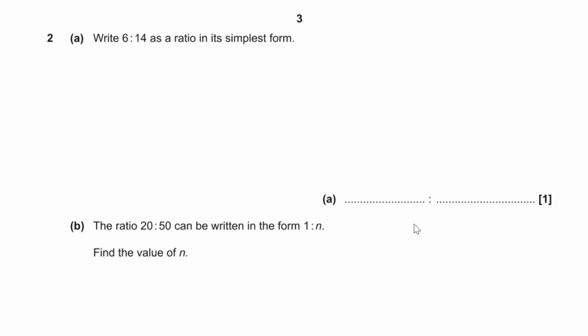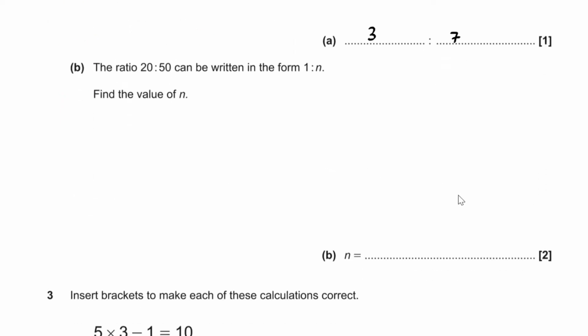Question number 2 for part A, we have to write down 6 to 14 as a ratio in its simplest form. Well, what we can do is divide both sides by 2, because both of these numbers are even. So if we divide both sides by 2, we would have 3 to 7. So we have 3 to 7.